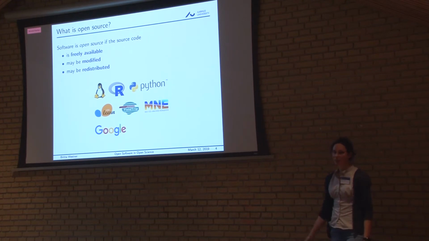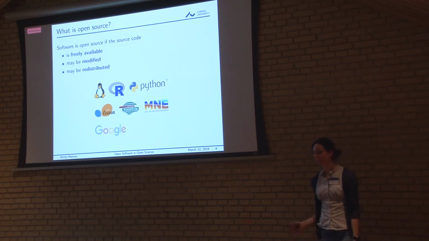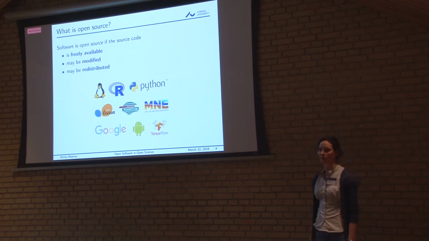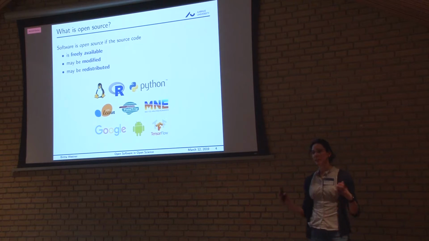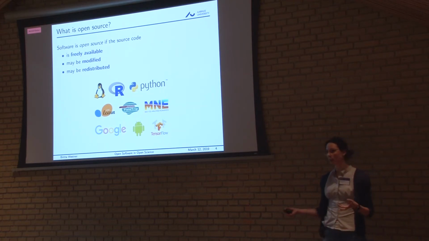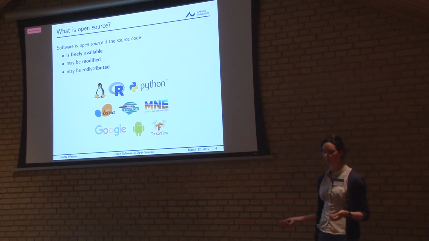And then we have foundations. Google, of course, is not open source, but they do have open source things like Android or their big machine learning library, TensorFlow. So you can see it's a big universe out there that is open source, and all different kinds of people and organizations can contribute to that.